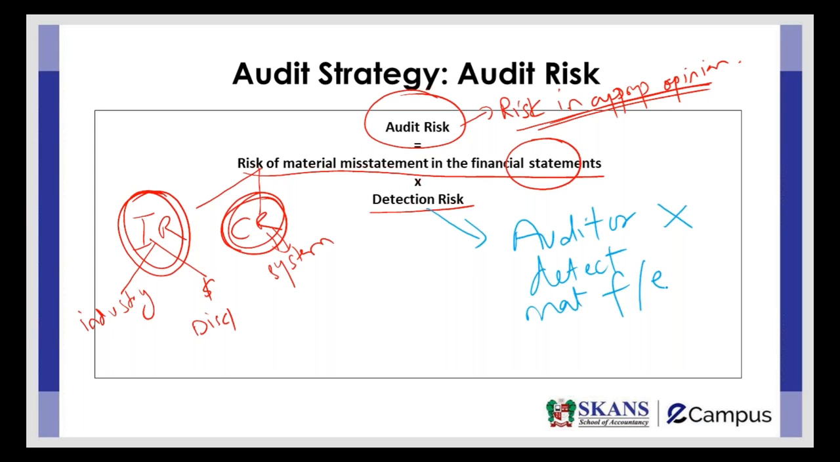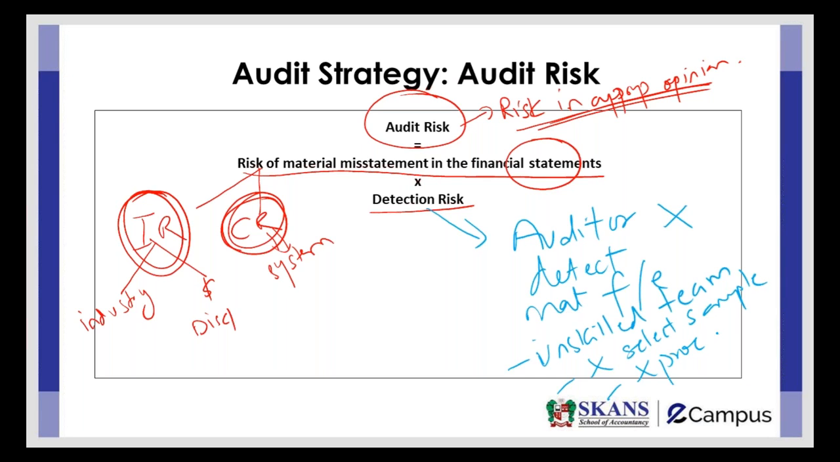Maybe my detection risk would be high if I have an unskilled or incompetent team. My detection risk could be high if I do not know how to select a sample. My detection risk could be high if I do not know how to apply the right procedures. My detection risk could be high if I'm not applying professional skepticism.